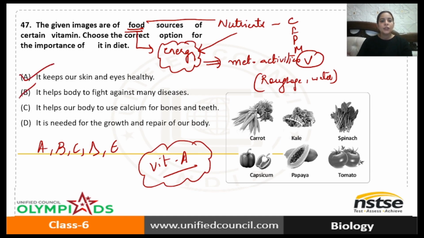It's true. Fighting against disease, or using calcium for bones and teeth, needed for growth and repair, is incorrect. So which option is correct here? Option A is the correct answer.